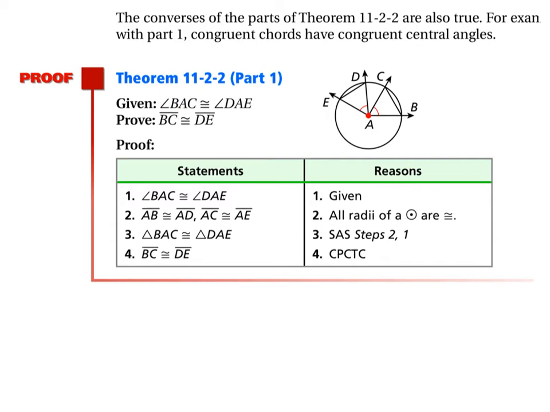So in our given, angle BAC is congruent to angle DAE. So we know the central angles are congruent. We want to prove that chords BC and DE are congruent. Well, there's our given. We know that AB is congruent to AD and AC is congruent to AE because all radii are equal. Well, instantly, what do we have here? We have these two segments congruent, and we have these two segments congruent, which means we have two congruent triangles by side angle side, and therefore we can say that the chords BC and DE, those segments, are congruent because of CPCTC.